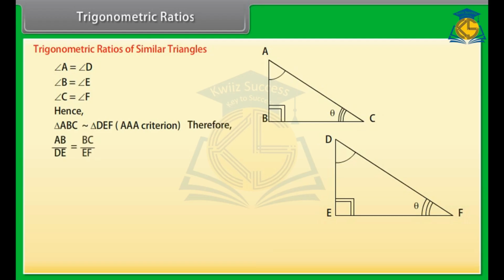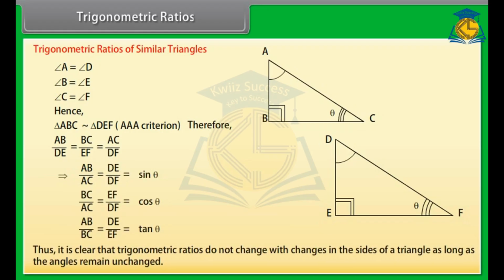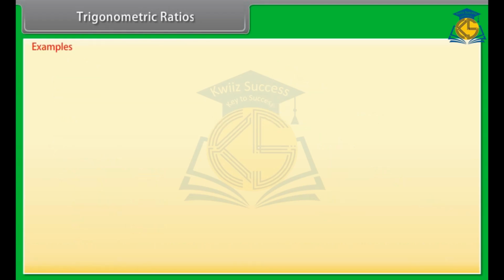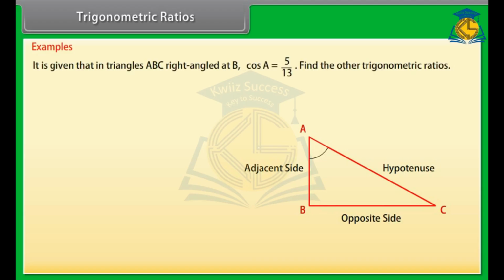Therefore, the corresponding sides of the two triangles are proportional. Thus, it is clear that trigonometric ratios do not change with changes in the sides of a triangle as long as the angles remain unchanged. Examples. Let us look at some examples to consolidate our understanding of trigonometric ratios. It is given that in triangle ABC, right-angled at B, cos A is equal to 5 upon 13. Find the other trigonometric ratios.